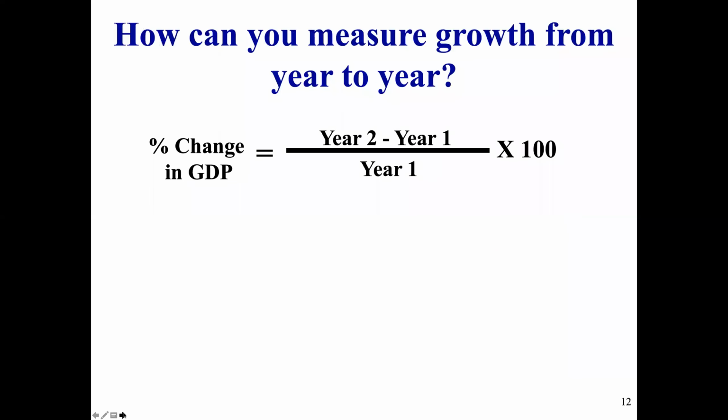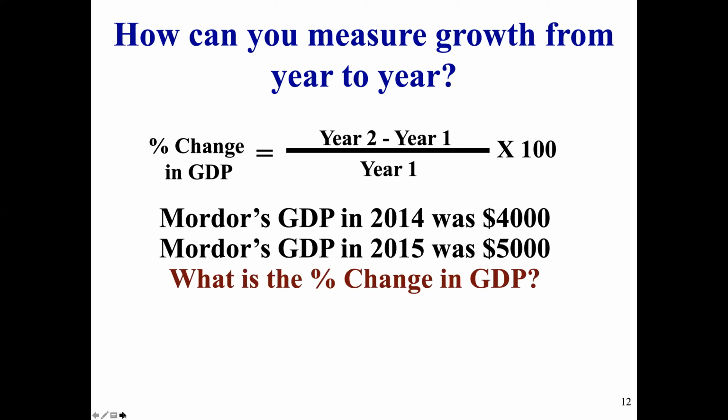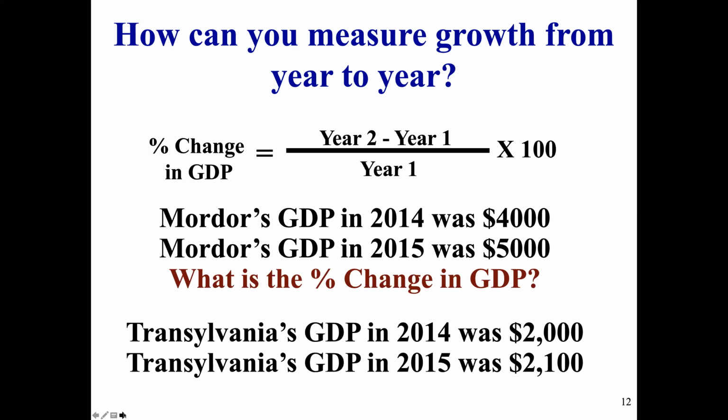When we use GDP to measure growth, you simply are going to look at percent changes. So if you want an equation for percent changes, you can use that there. Most students do it intuitively, but if you want an equation, you take year 2 minus year 1, divided by year 1, and multiply it by 100, and that's going to give you the percent change. So if Mordor's GDP was 4,000 in 2014 and 5,000 in 2015, you need to be able to calculate what the percent change in GDP is, which would of course be 25%, an increase of 25%. Here's one more example.